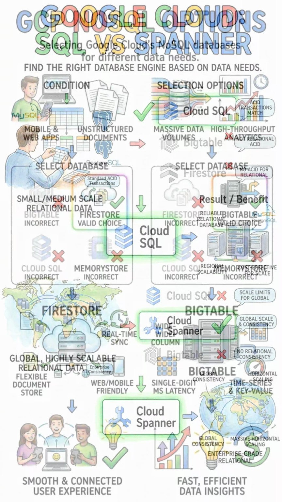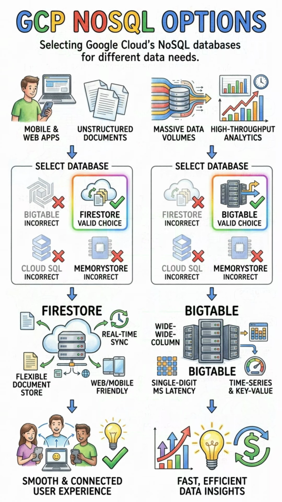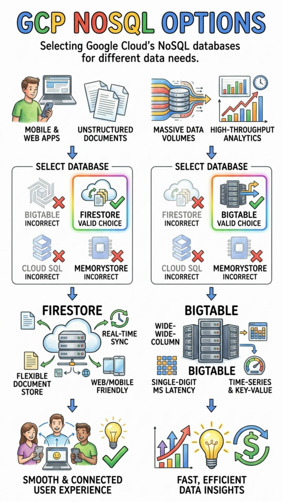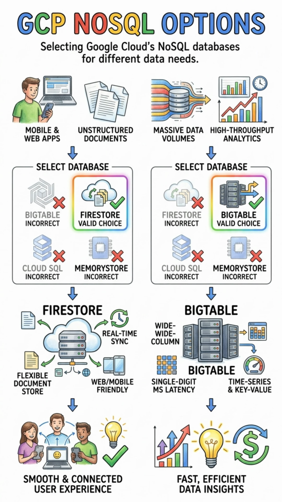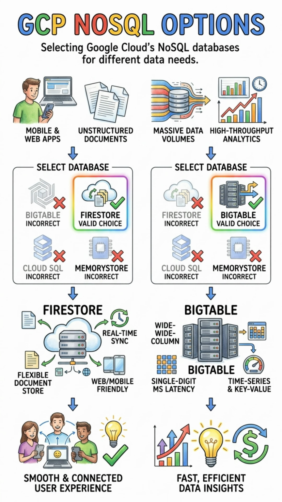When handling unstructured or semi-structured data, Google Cloud provides specialized NoSQL database services. Firestore offers flexible document storage with real-time syncing for mobile and web applications. For high-throughput analytics and wide column storage, Bigtable is designed to handle massive volumes of time series or key-value data with single-digit millisecond latency.